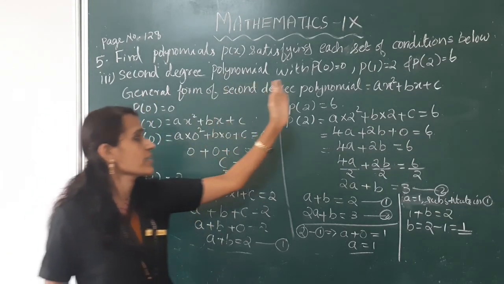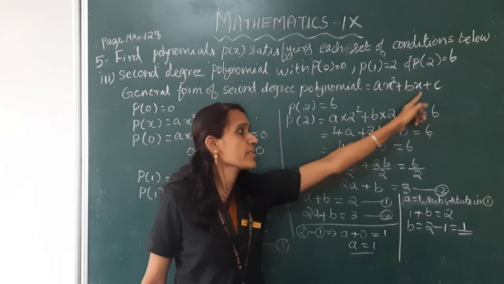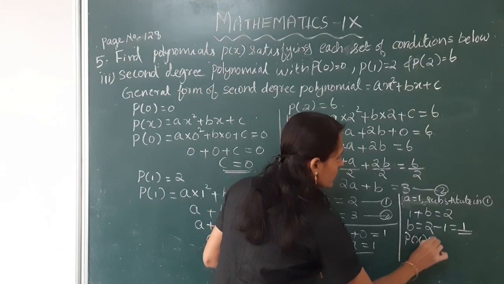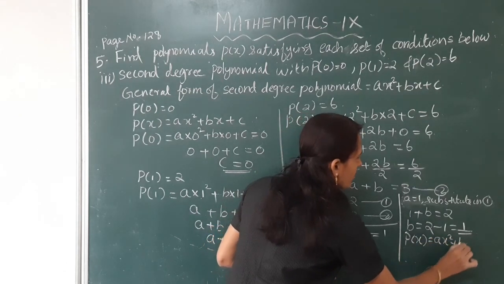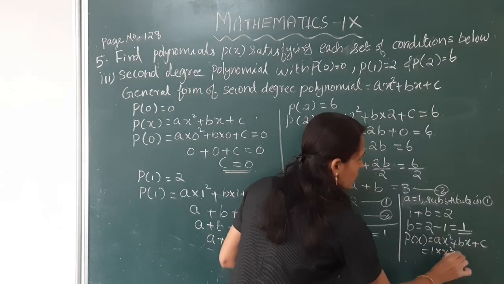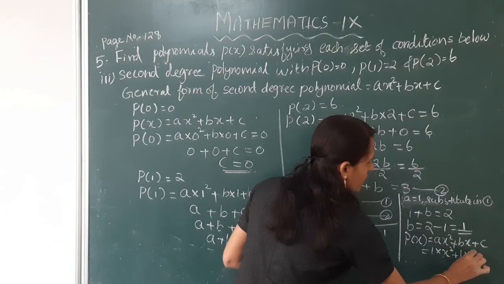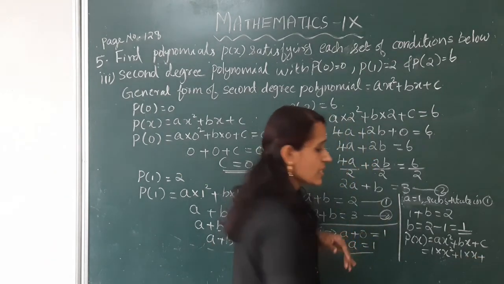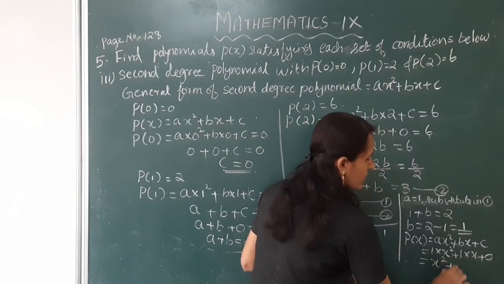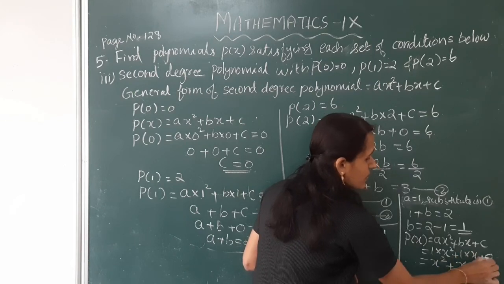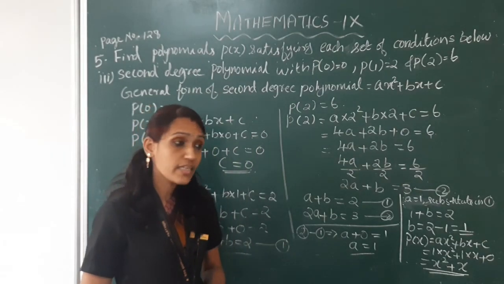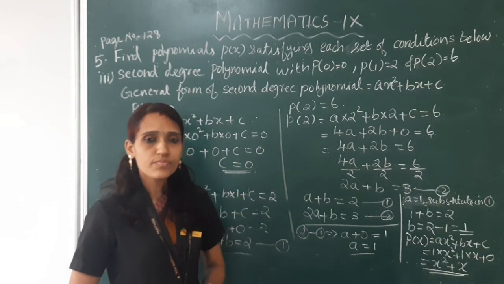The general form of the second degree polynomial is ax square plus bx plus c. So, p of x is equal to ax square plus bx plus c. Here a is 1, so 1 into x square, plus b is also 1, 1 into x, plus c is 0. 1 into x square is x square, plus 1 into x is x, plus 0. That is x square plus x is the second degree polynomial. Clear, children?